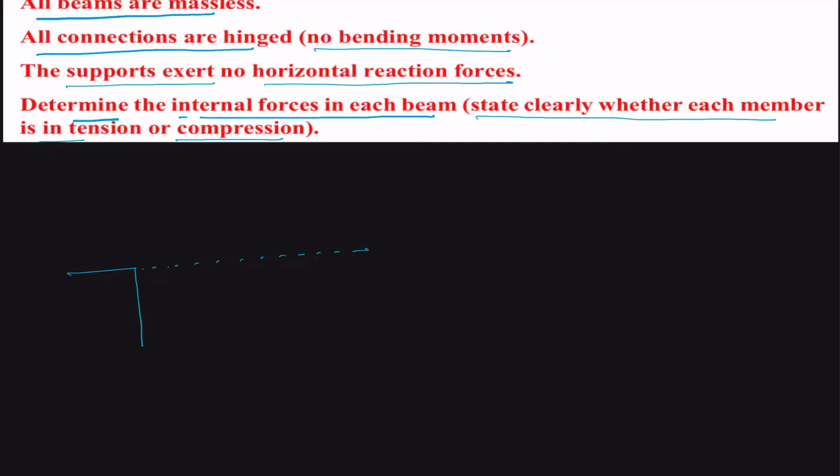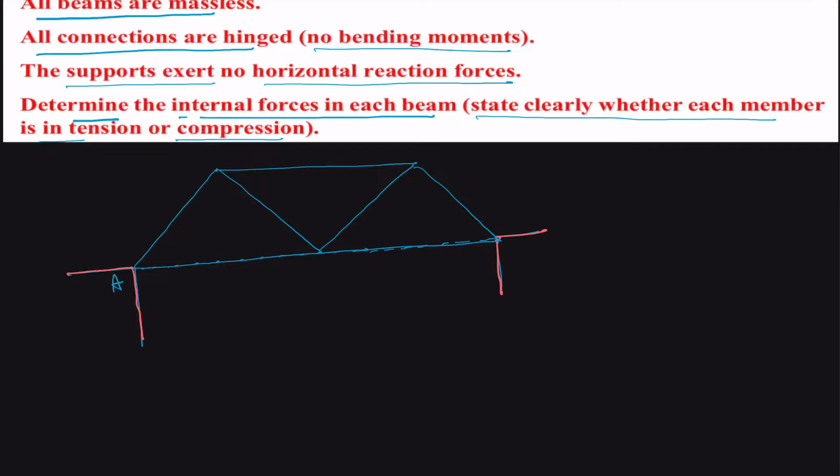We are having these 3 equilateral triangles, and these are the side supports. This constitutes the 3 equilateral triangles, and let us call the joints A, B, C, D and E.